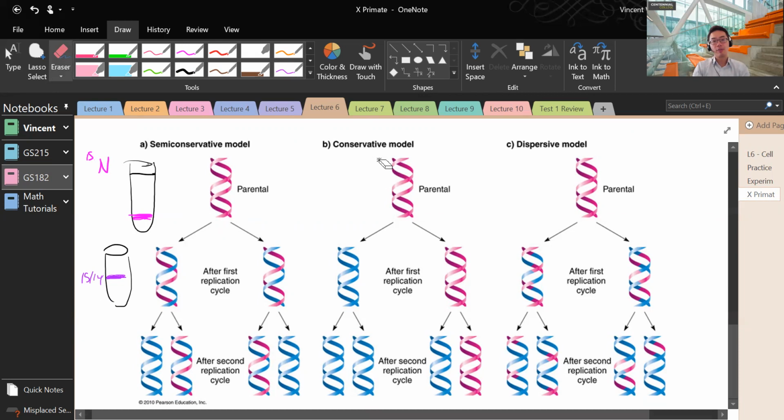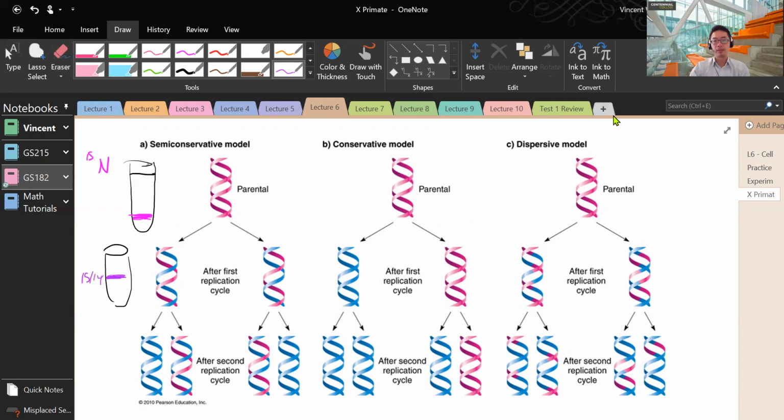Whereas in the conservative model, if this were true, then instead of having half and half, you would have the entire original DNA, untouched, and then you're going to make a completely new copy. So you can think of this as photocopying. You have your original copy, put it in a photocopier, and now you have two copies: one original, one new copy.